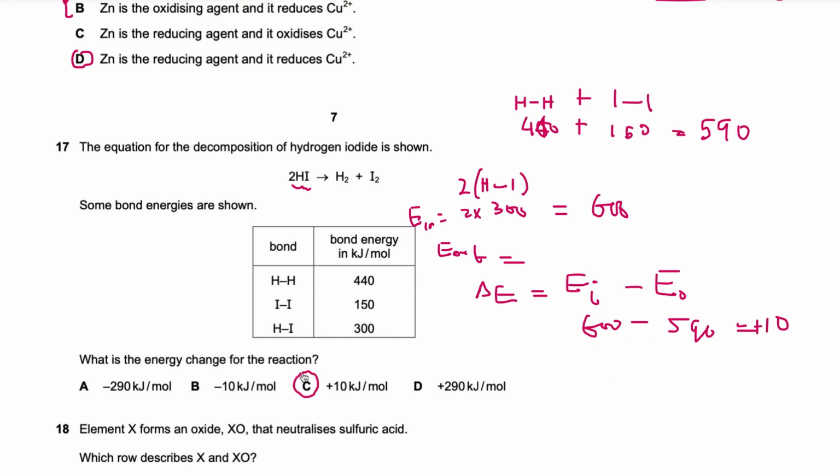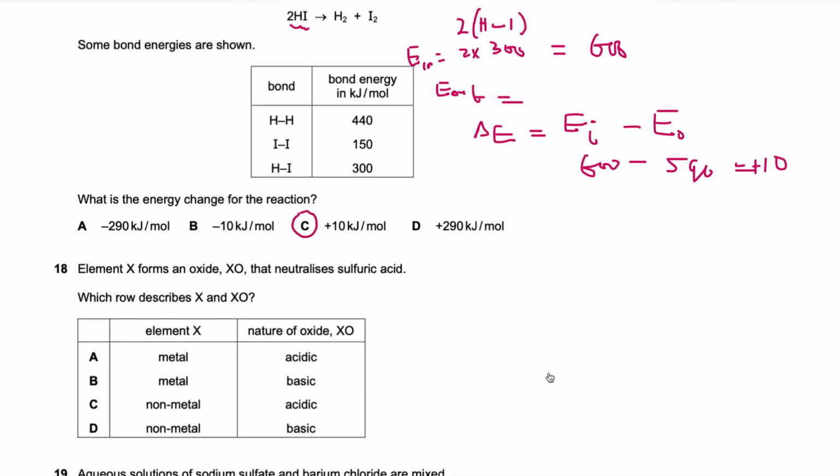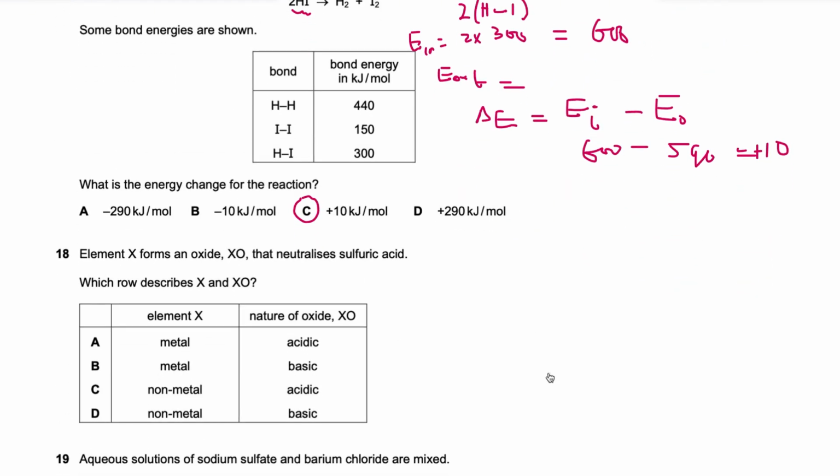Okay? Now let's go to question 18. It wasn't that consuming like we expected. Question 18. Element X forms an oxide XO that neutralizes a sulfuric acid. Which row describes X and XO?